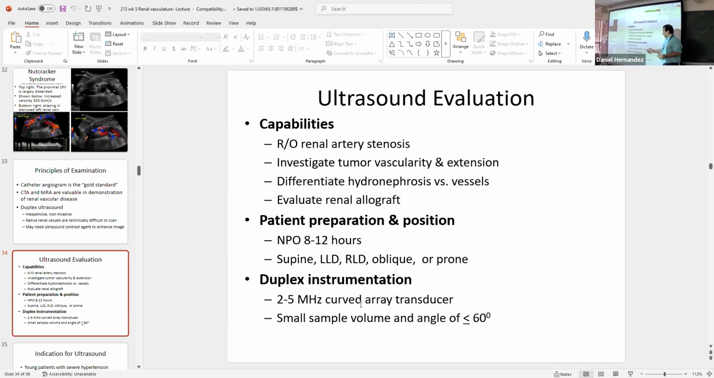When we're doing a renal artery Doppler, we typically want the patient NPO. That'll help eliminate some of the overlying bowel gas. Utilize multiple positions: supine, lateral decubitus, oblique, even prone. Then use our curved array transducer, lower frequency, 2 to 5. Use a small sample volume gate when we're Dopplering these vessels because they are very small, and make sure our Doppler angles are less than 60 degrees.